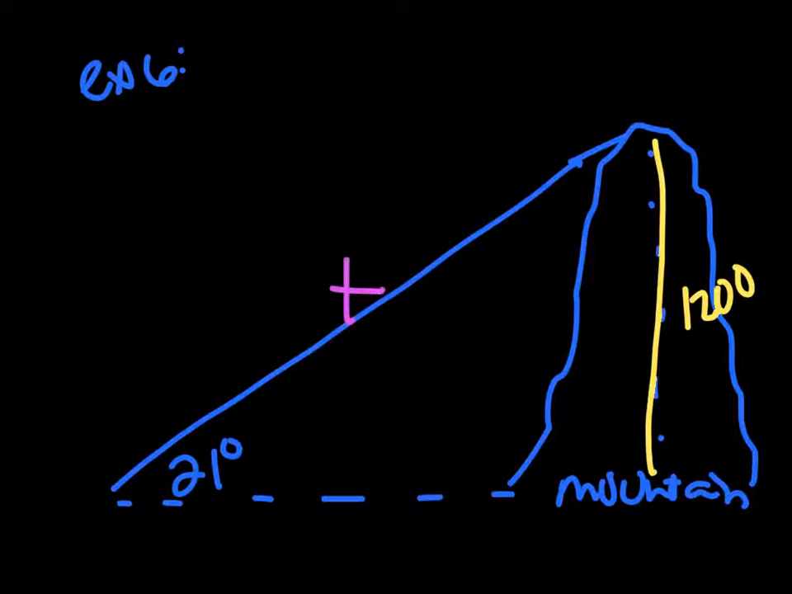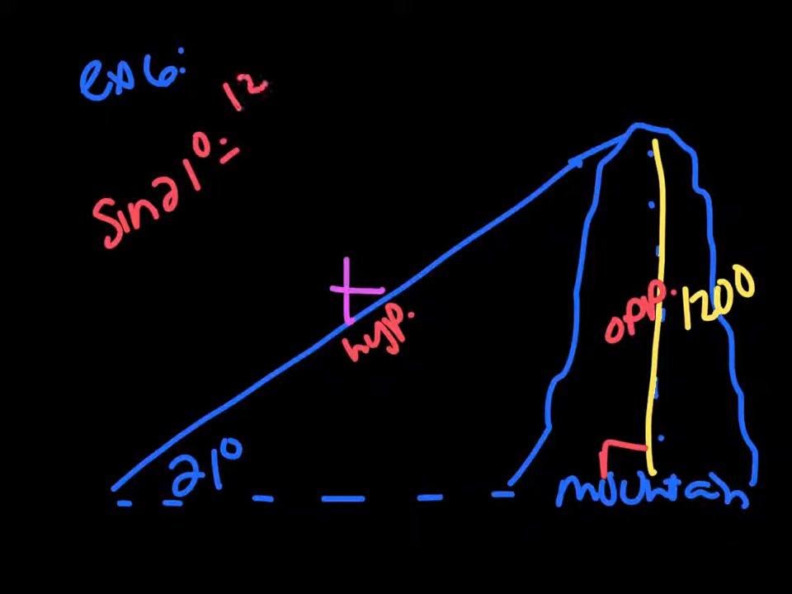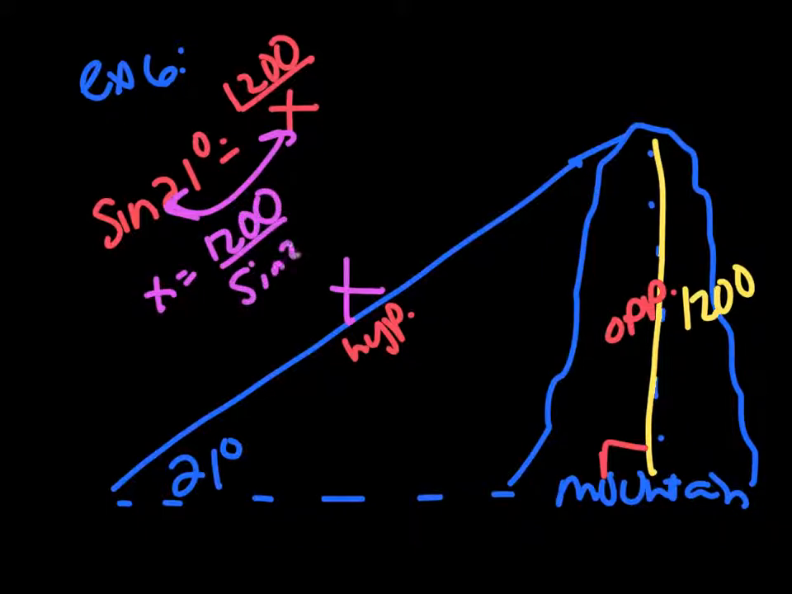So we're basically just going to set up a SOHCAHTOA problem. From the 21, the 1,200 is my opposite side. The x is my hypotenuse. And so opposite over hypotenuse is sine. So sine of 21 degrees equals your opposite over your hypotenuse. And again, when your x is in the denominator, switch these two. 1,200 over sine of 21. And when you put that in the calculator, you get about 3348.5 feet.